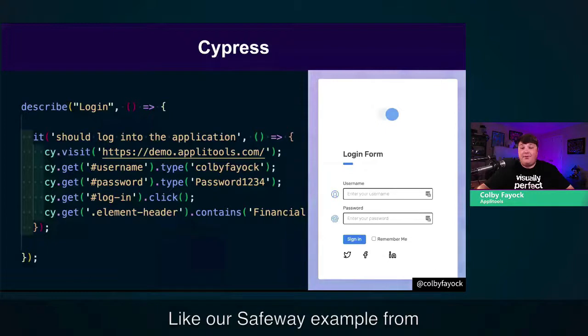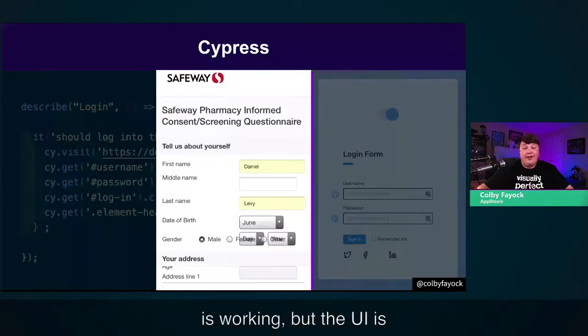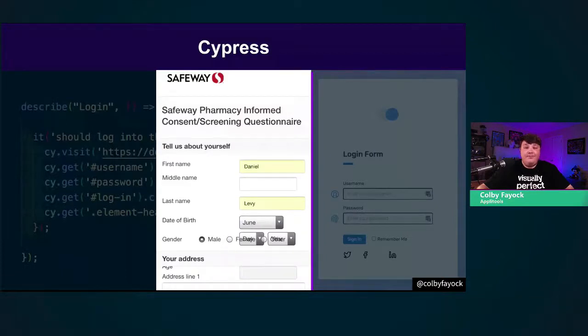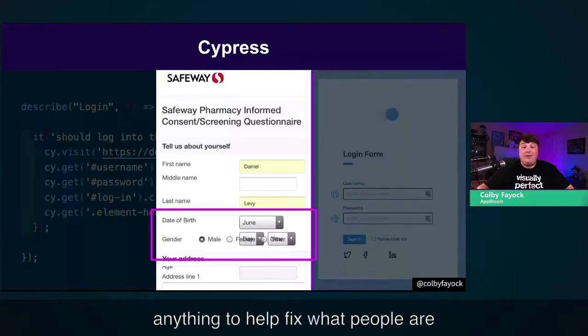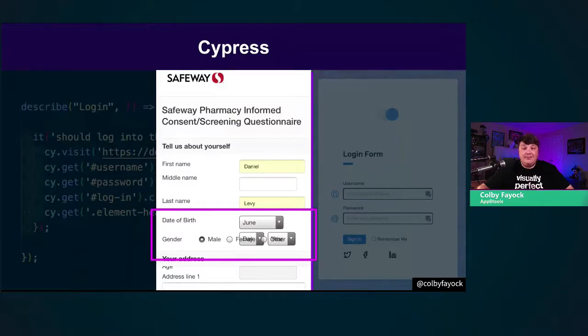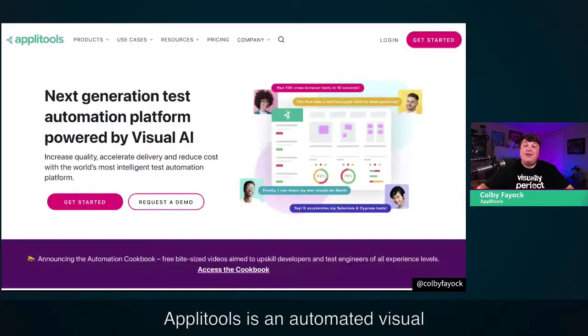Like our Safeway example from earlier, I can use Cypress to fill out each of those form fields and even hit the submit button and confirm that not only that the API is working, but the UI is successfully taking that information and sending it to the UI. But like we talked about before, this isn't necessarily doing anything to help fix what people are seeing. We need a way to give our tests vision, allowing them to see what our customers are seeing. And this is where Applitools comes in. Applitools is an automated visual testing platform, powered by AI, might I add, that automatically ensures you're maintaining a high level of quality for your apps.